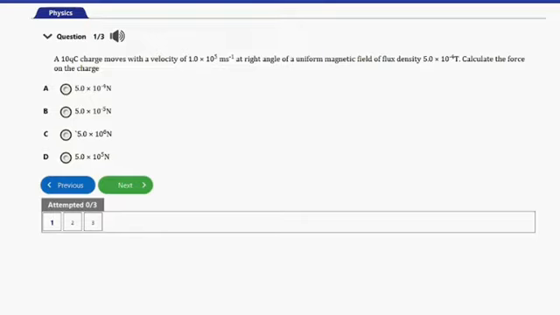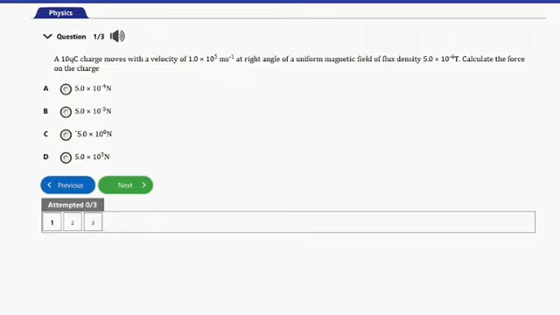It says, a 10 microcoulomb charge moves with a velocity of 1.0 times 10 to the power of 5 meter per second at right angle of a uniform magnetic field of flux density 5.0 times 10 to the power of negative 4 T. Calculate the force on the charge.